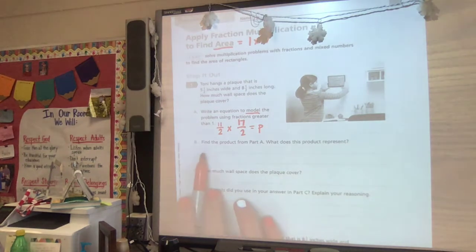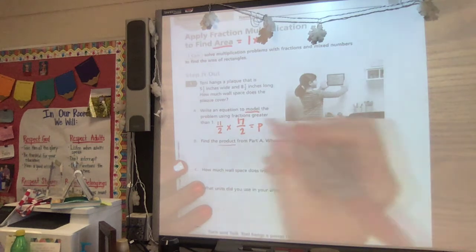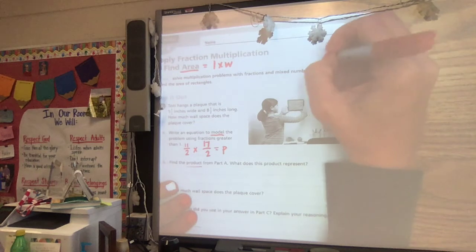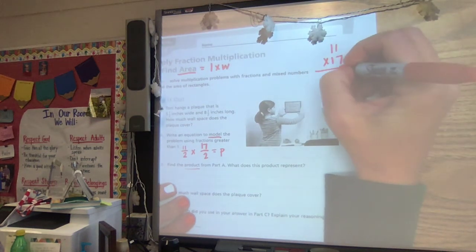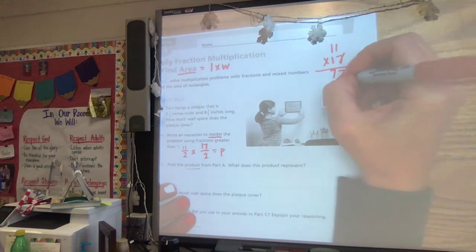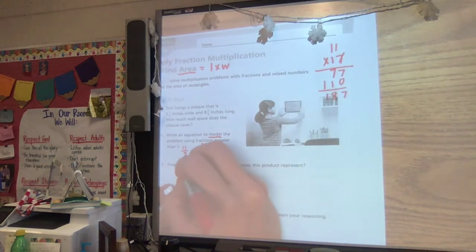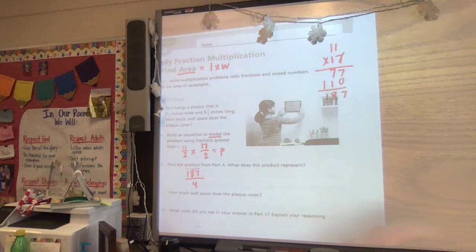All right. So then B says, find the product from part A. What does this product represent? So find the product, find the answer. So we're going to work out 11 times 17. So we can just stick that anywhere on the side of our paper. 7 times 1 is 7. 7 times 1 is 7. Remember, we've moved over to the tens place. 1 times 1 is 1. 1 times 1 is 1. So 187, and 2 times 2 is 4. 187 fourths.